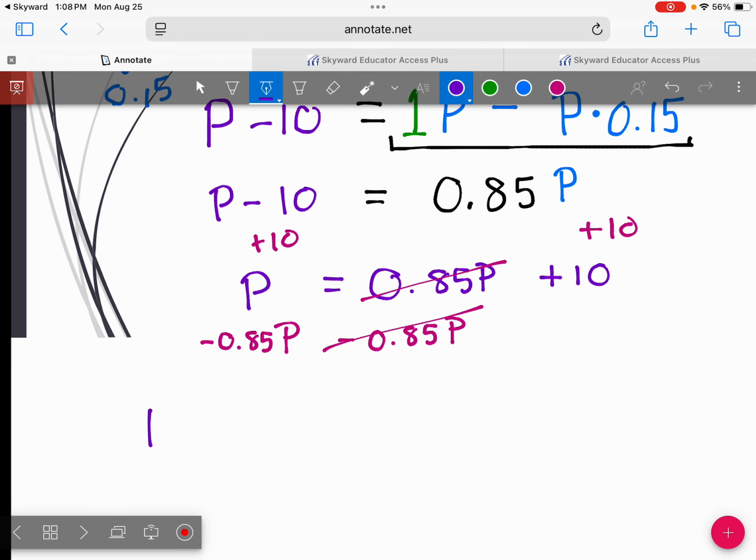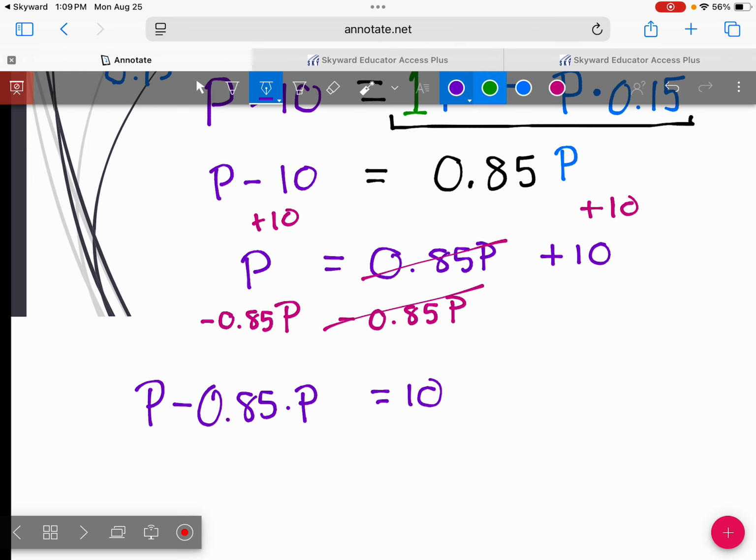So now we have our P minus 0.85 times P equals 10. Can we combine together our P and our 0.85P? What do we get when we combine together our P minus 0.85P? It's not multiplying. It's subtraction. What number's in front of this P? 1. Slow down. 1 minus 0.85.